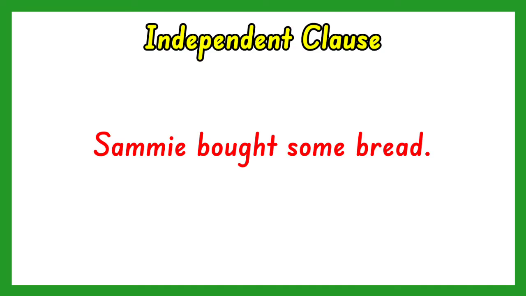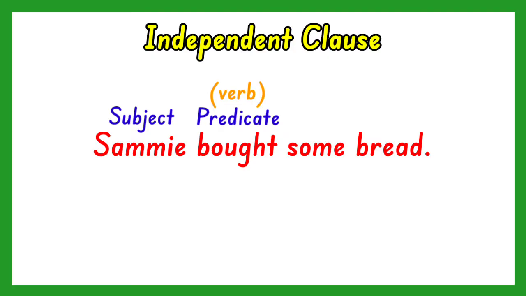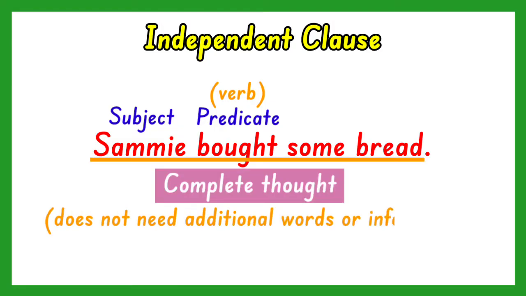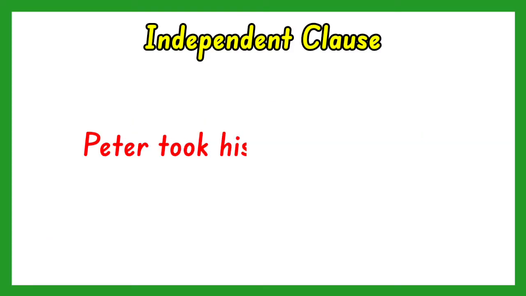As you can see, this group of words has a subject, which is Sammy. It is whom the sentence talks about. It also has a predicate, which is bought. It is the verb in the sentence or the action. And its thought is already complete. It no longer needs additional words or information for the reader to understand it. That is why the simple sentence is an independent clause. Is it understood? Now let us have another example.